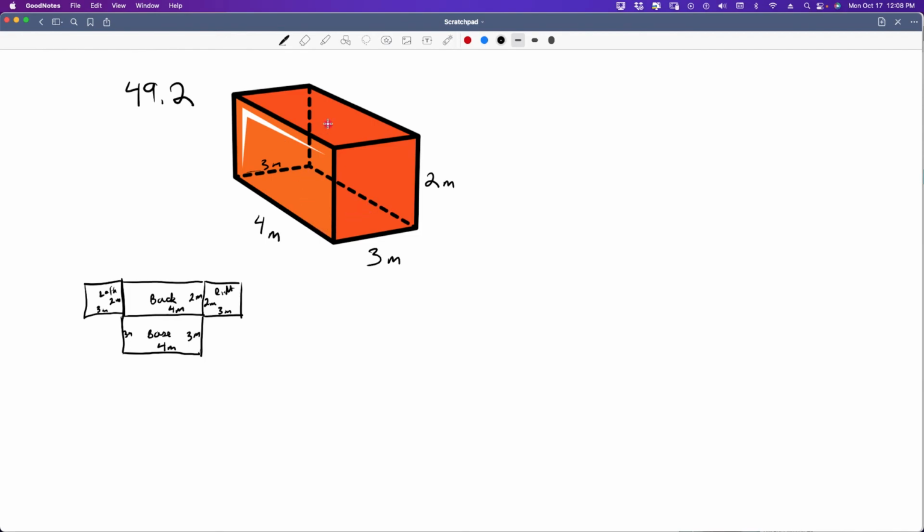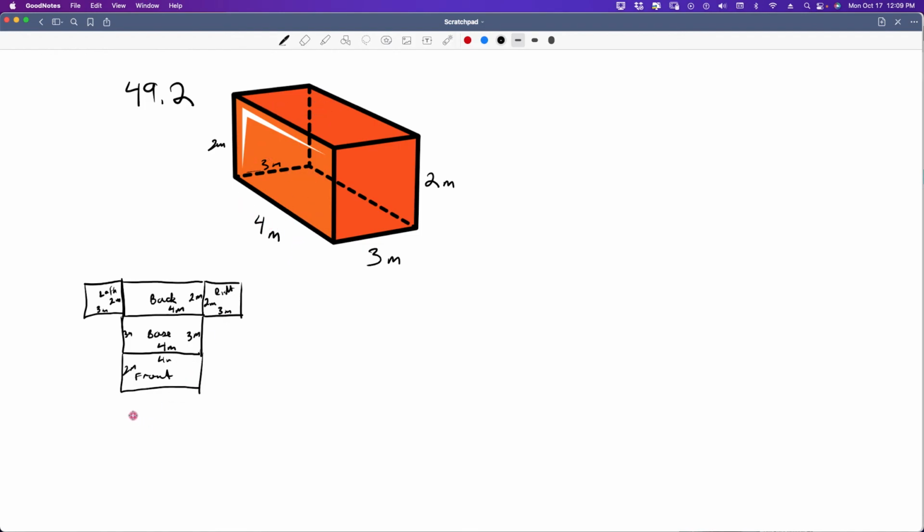So now I need to do the front and the top. So the front goes here. This is the line where it folds, right here, it folds up. So this is the length, so it's 4 meters on the front, it's 4 meters wide. And if this is 2 meters, then this is 2 meters, and this is 2 meters. So then it is 2 meters tall, okay? So now I have the front dimensions.